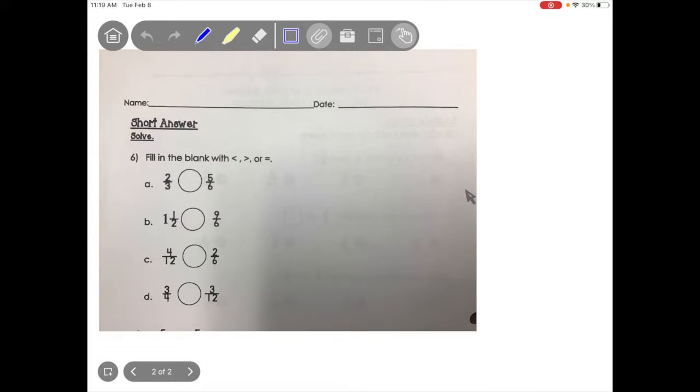Look at number 6. Again, we're comparing fractions and mixed numbers and improper fractions. A reminder that it's easiest to compare fractions and mixed numbers when we have a common denominator. So if we look at A, we're comparing 2/3 and 5/6. We don't have a common denominator. We're dealing with thirds and sixths. So to easily compare these two, you will want to make equivalent fractions.